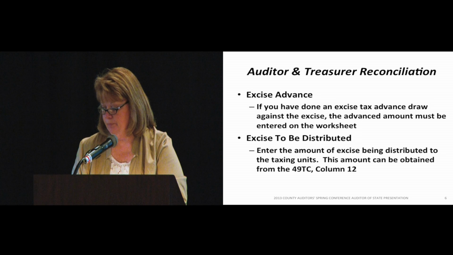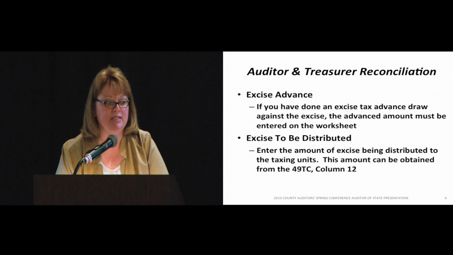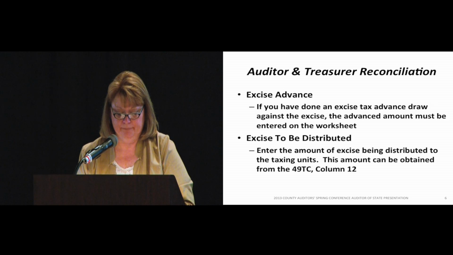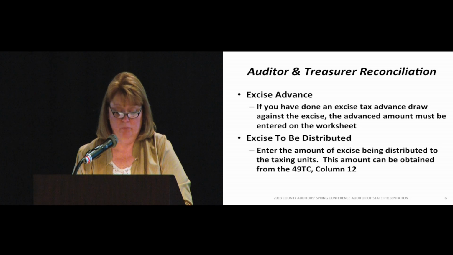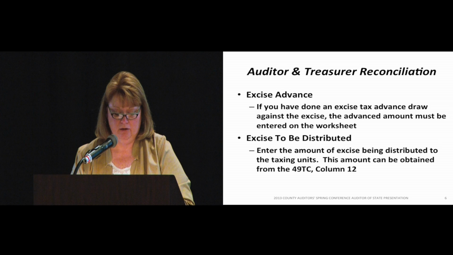Line 2 of the worksheet is for you to enter in any advances that you've done on your excise tax prior to settlement. And line 3, well, that's the amount of excise you're going to distribute, and that would be on the 49TC column 12.